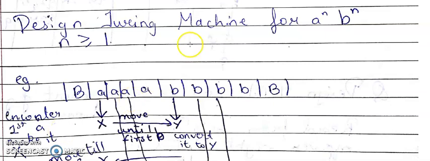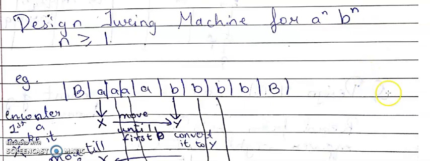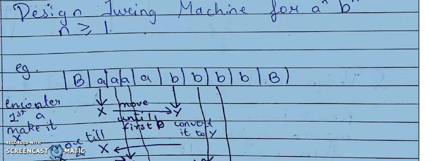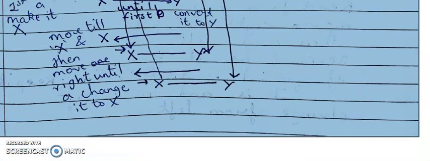So our first example is a raised to n b raised to n where n is greater than or equal to 1. Turing machine to design a raised to n b raised to n. We have already done this in our first video. So we'll go directly to the second example.